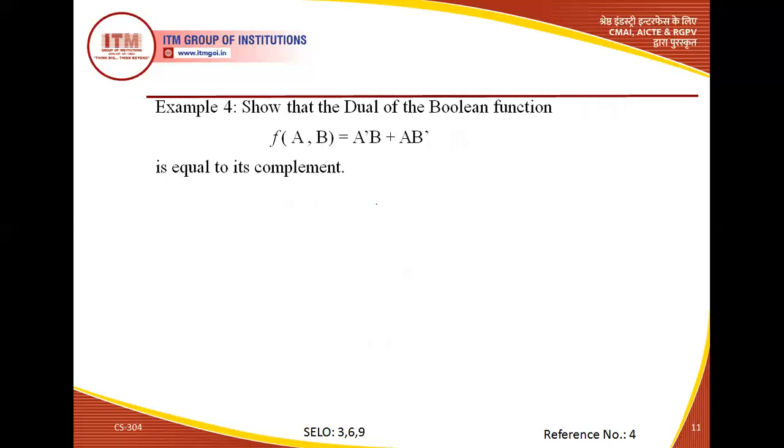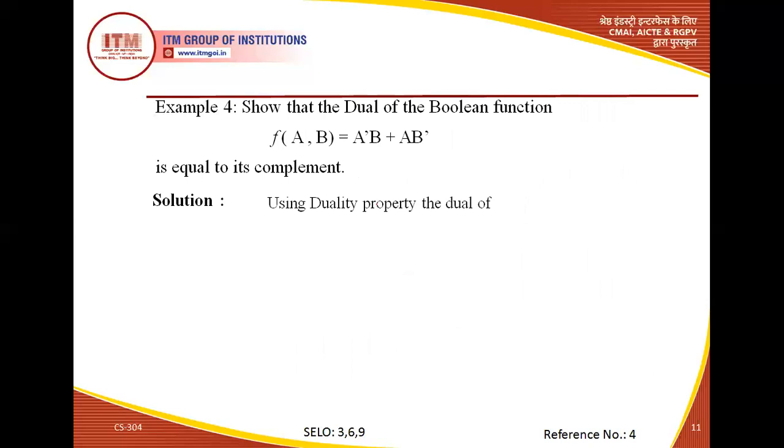Now the next problem states that the dual of the Boolean function f = A dash B plus AB dash is equal to its complement. Then if we find the dual of the function, it will be equal to the complement. So we first find the dual of the function.